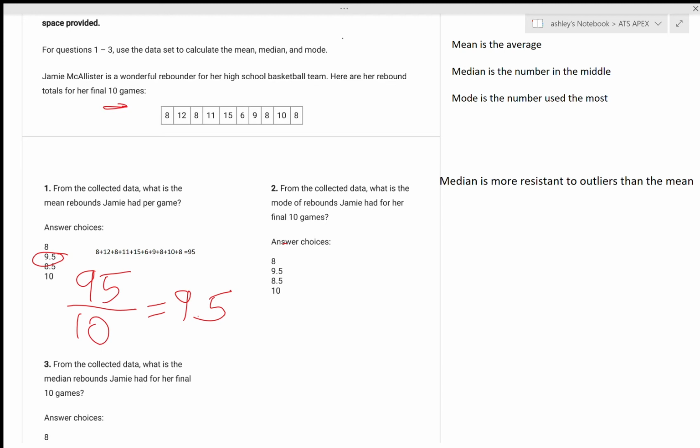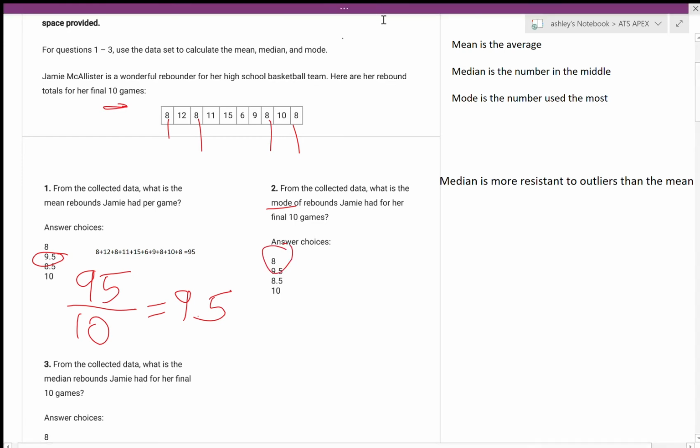The next is about the mode. Well, mode is the number used the most. So you look at that data. I see 1 8, 2 8s, 3 8s, and 4 8s. No other number is even used a second time or duplicated. Thus, the number used the most is 8.